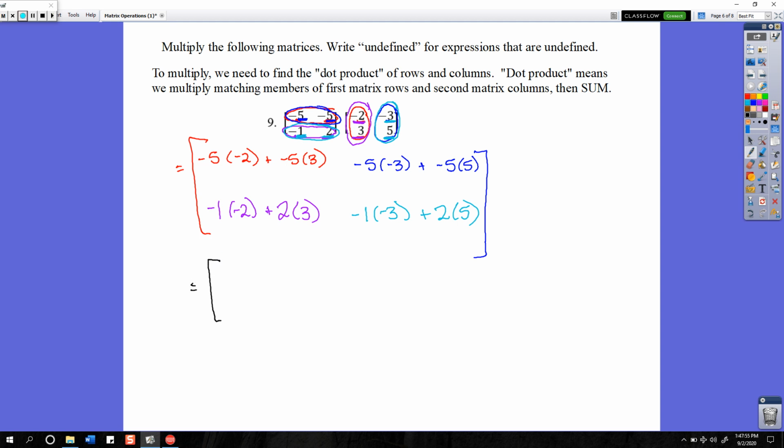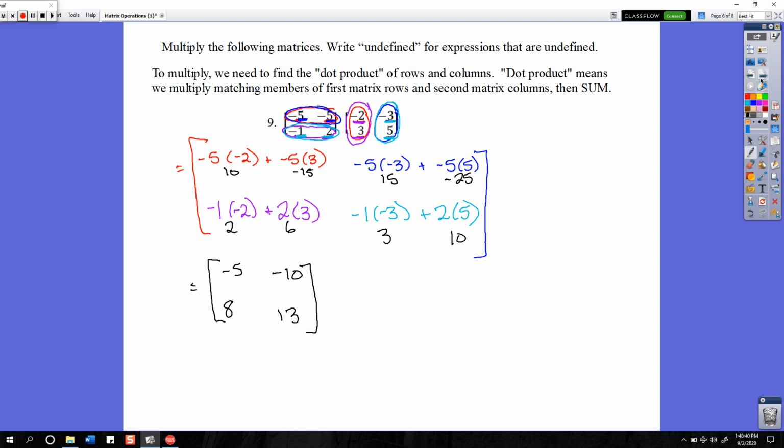Now, I like to kind of do the multiplying right underneath before I add. So negative 5 times negative 2 is 10. Negative 5 times 3 is negative 15. Adding those together, I get negative 5. Negative 5 times negative 3 is positive 15. Negative 5 times 5 is negative 25. Adding those together, I get negative 10. Negative 1 times negative 2 is positive 2. 2 times 3 is 6, so that would leave me with 8. Negative 1 times negative 3 is positive 3. 2 times 5 is 10. Adding those would give me 13, and there is my answer. All right?